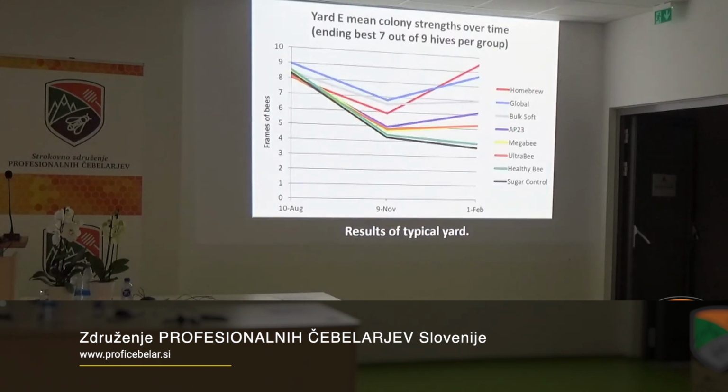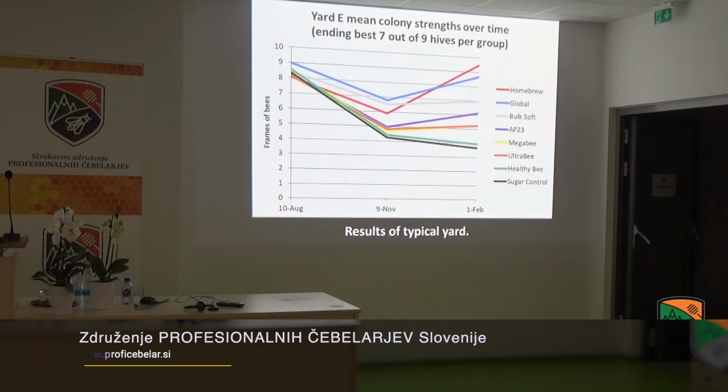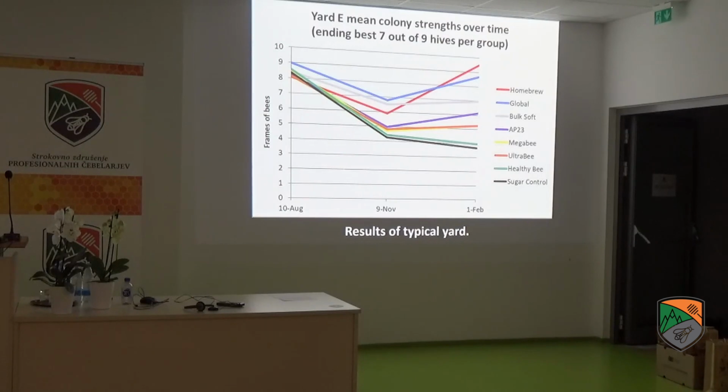Now, was it consistent from yard to yard? Yeah, it was. All the yards were pretty much the same. The colonies started out averaging 8.5 frames of bees in August. They averaged out weaker in November during that cold cluster, and then some grew, and the native sugar controls continued to shrink in size. They not only did not grow, they continued to shrink.